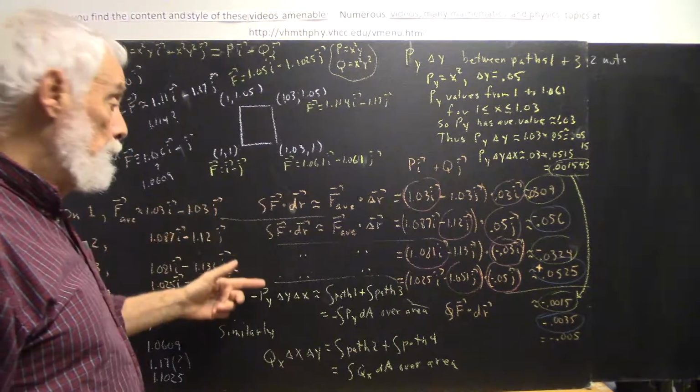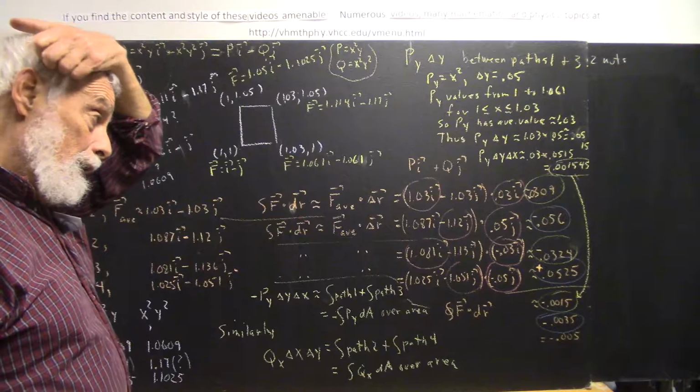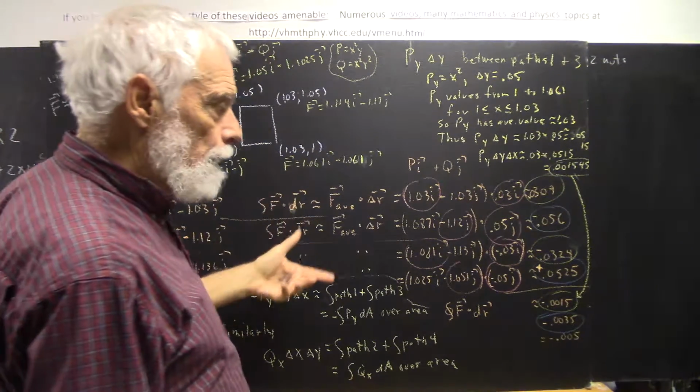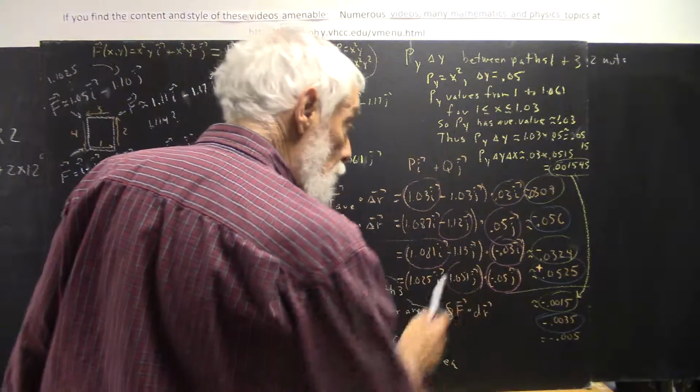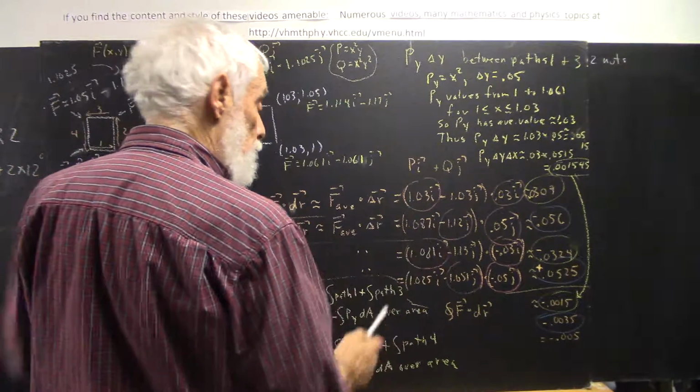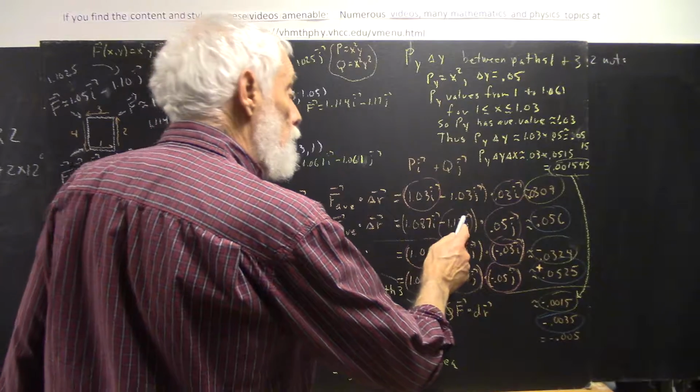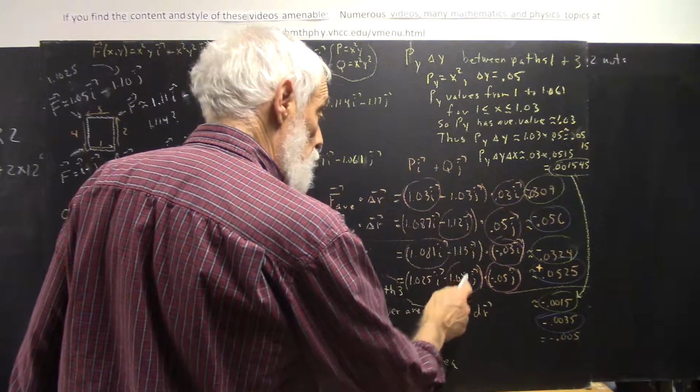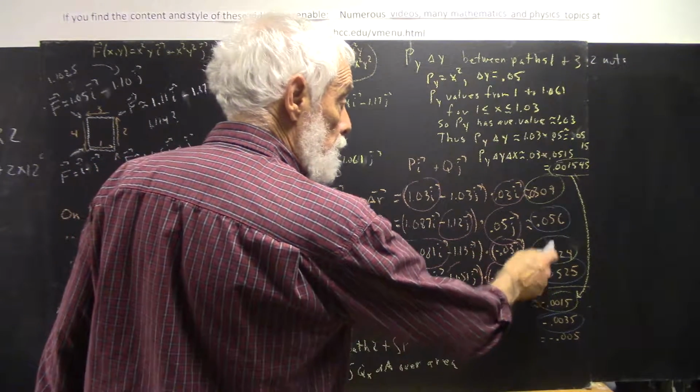Similarly, on paths 2 and 4, the delta R vector is a multiple of the j vector. So when we dot with the average value of F, only the j component of F contributes to these results.